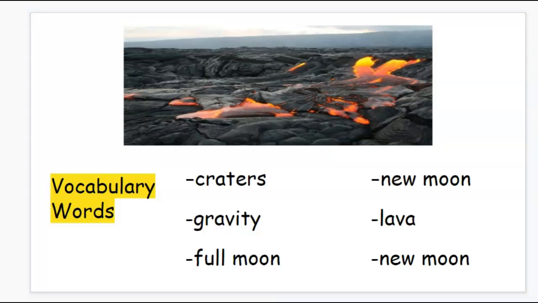Here are our vocabulary words. I'm going to say the word and you're going to repeat after me. Craters, gravity, full moon, new moon, lava, and oh, Miss Conley sees right here. This is lava. Lava is hot rock that comes from a volcano. And new moon.